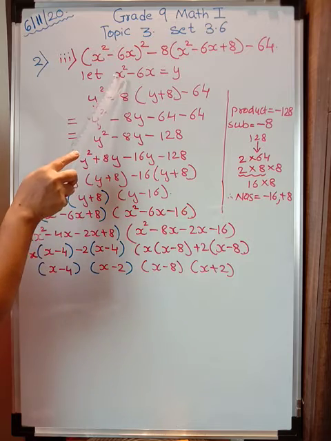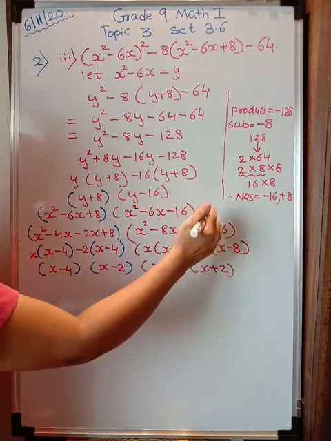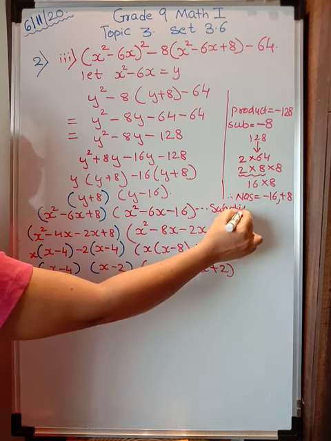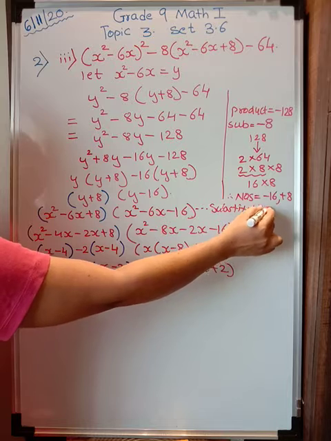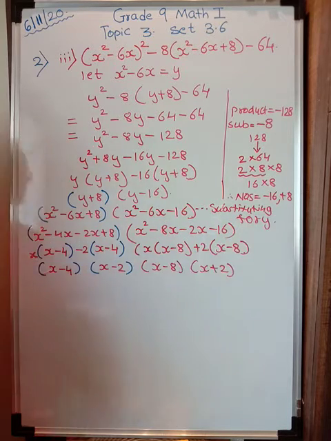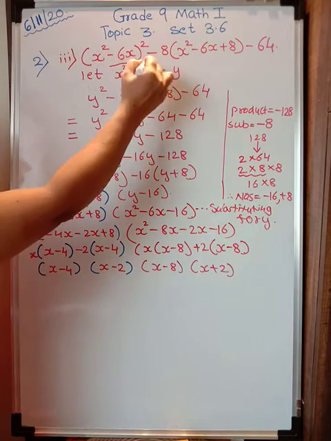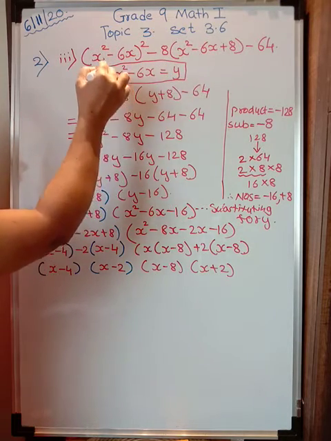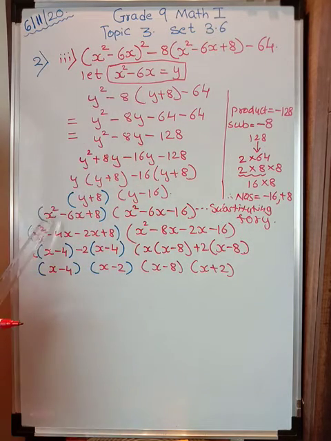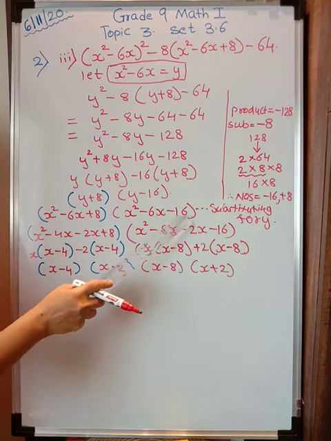What is our y? x square minus 6x. So here I can write, substituting for y. Here I have shown you what is y. This is important. So for y I am writing x square minus 6x: x square minus 6x plus 8 and x square minus 6x minus 16.